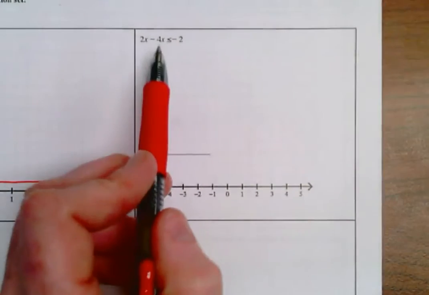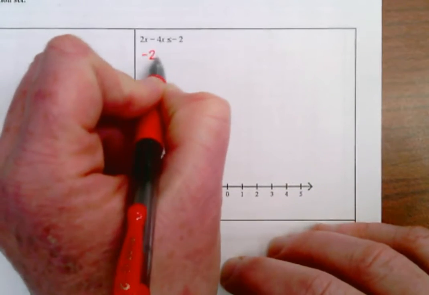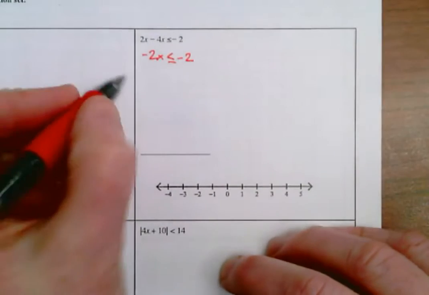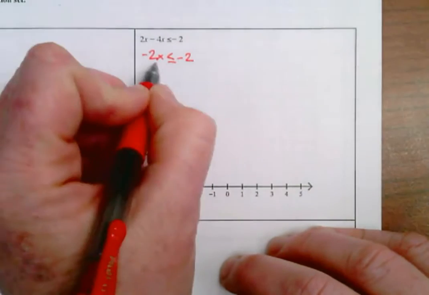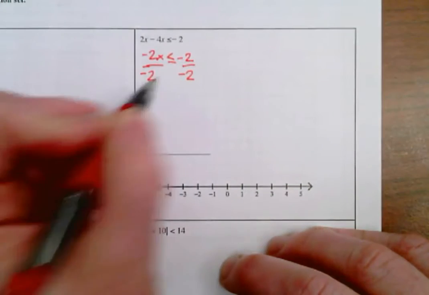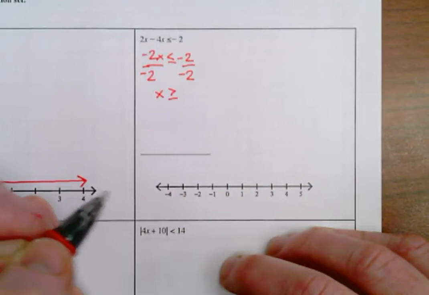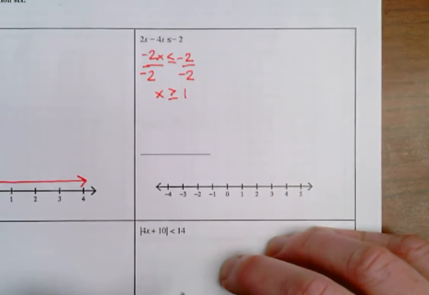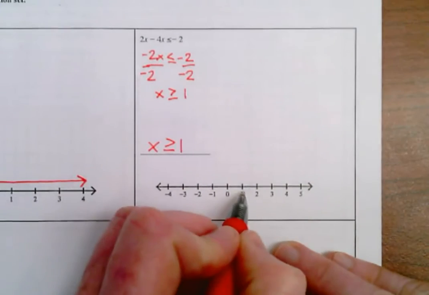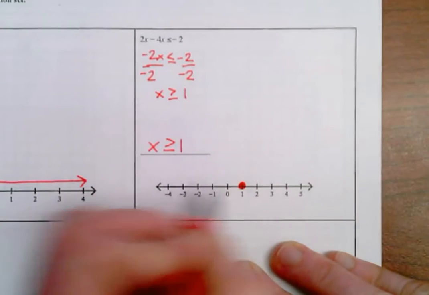Next question, we're trying to isolate the x, but we can combine these x's first. So I have 2x minus 4x is negative 2x. Now remember, if you multiply or divide by a negative number, you have to flip the inequality. Divide by negative 2. So this becomes x, and I need to flip this. So it's greater than or equal to now, and this is going to be a positive 1. So x is greater than or equal to a positive 1. Positive 1, we have a solid circle because it includes 1, and it's greater than or equal to.